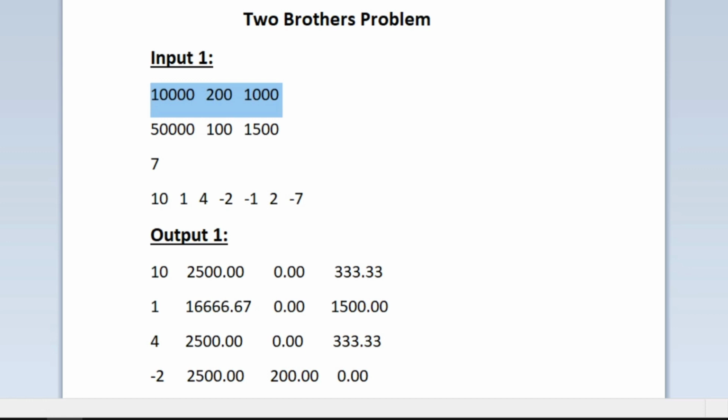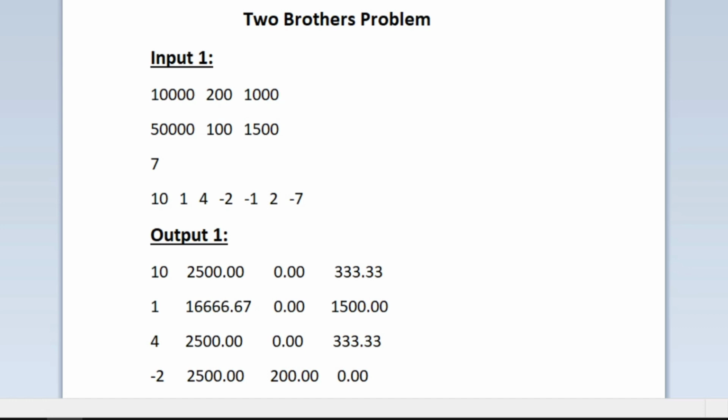This is the question asked in today's SkillTrack daily challenge. So in the first line of our input, we are given three integers. These integers represent the properties of the elder brother. The first integer represents the cash of the elder brother, the second integer represents the gold owned by the elder brother, and the third integer represents the land owned by the elder brother.